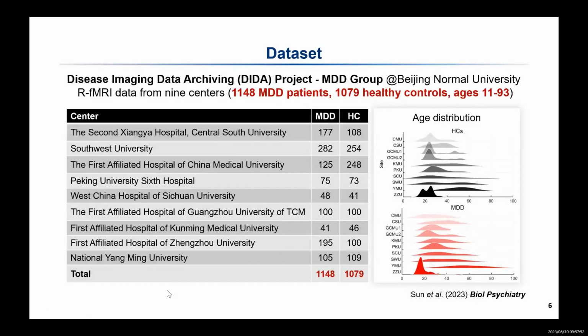To achieve that, in this study, we collected a multi-site imaging dataset. The subjects are from 9 research centers of China, so they share relatively consistent genetic and cultural backgrounds. We performed strict quality control and standardized preprocessing on this dataset. Finally, we included more than 1,000 MDD patients and healthy controls. The ages of subjects span from 11 to 93.